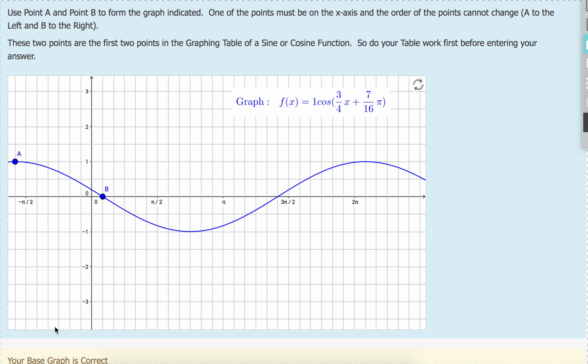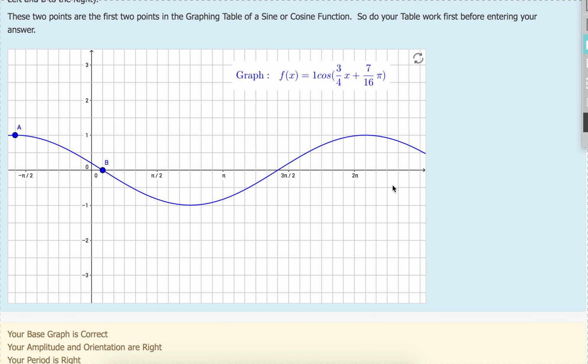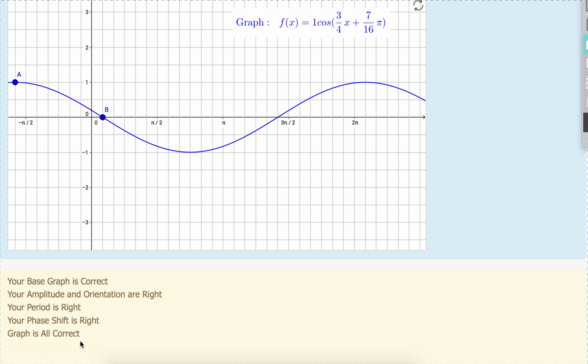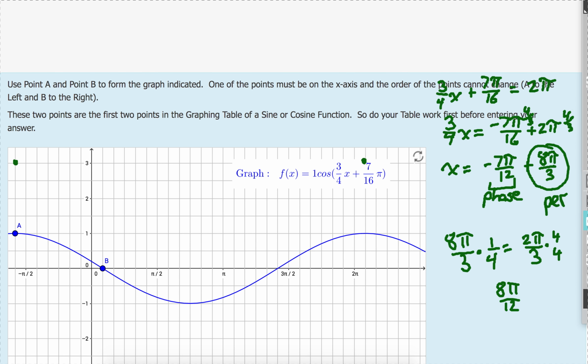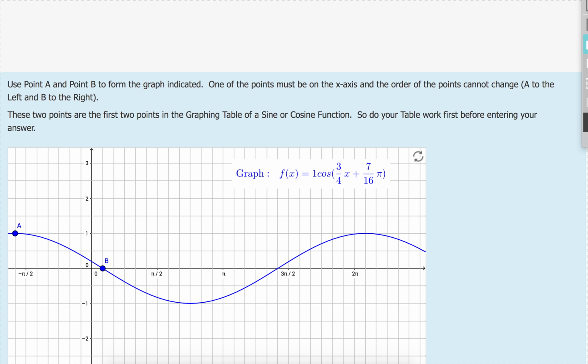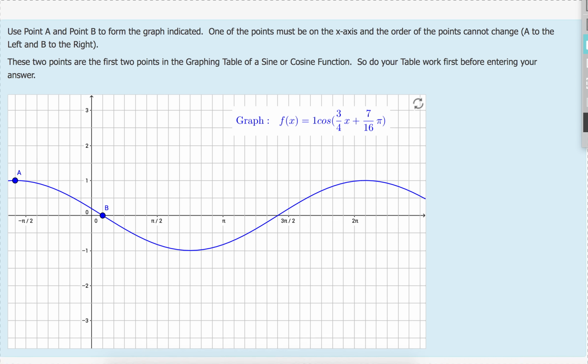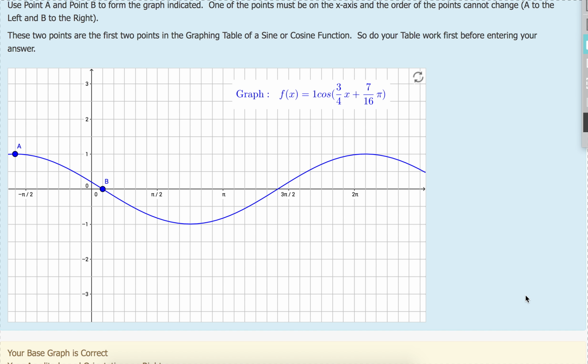So it'll tell you all the pieces that are correct, and if it doesn't have a piece that's correct, it will not say graph is all correct. So if your base graph is incorrect, this would not show up. If your amplitude and orientation are not right, this would not show up. If your period wasn't right, if your phase shift wasn't right. The only time that this one shows up is everything is correct. And that's how you answer one of these questions. You do your work first, off to the side, and you use that information to plot it in GeoGebra.